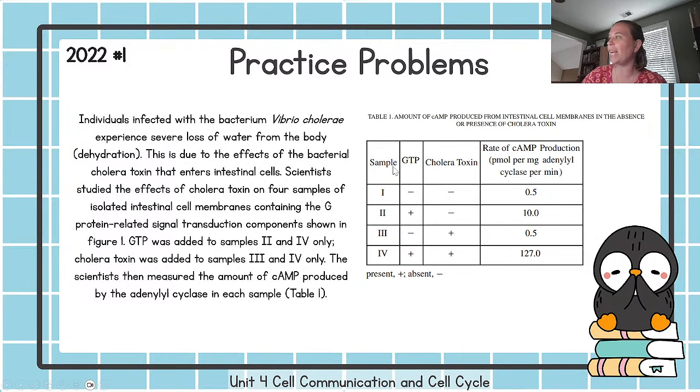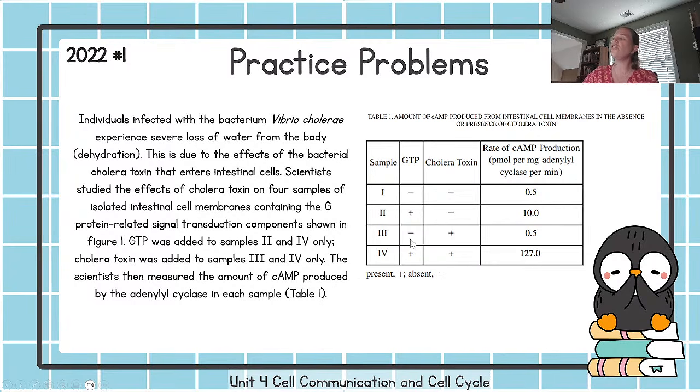So GTP was added to samples 2 and 4. So you can see this little positive here showing us that GTP was added. And the cholera toxin was added to samples 3 and 4. So again, you can see the plus right here showing us that they added cholera toxin. The scientists then measured the amount of cyclic AMP produced by the adenylyl cyclase in each of our samples.